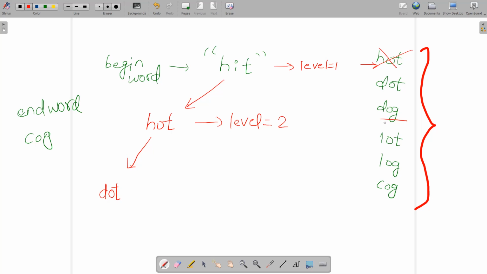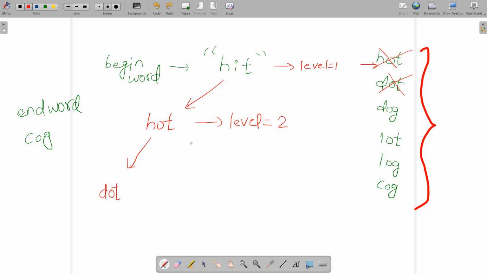Okay, and the next one: can we move from hot to dog? Let's check. No, we cannot move, the number of differing characters is exactly 2. You can check it like that also: hot and dog. T and G are not matching, so the count becomes 1. O and O match, H and D are not matching, so the count becomes 2. When the number of non-matching characters is 1, then we can move. So you also need to mark that dot is being utilized, that is, visited. Okay, so let's check out LOT.